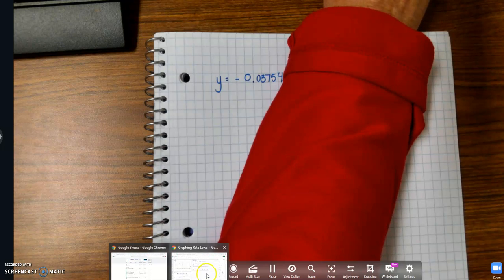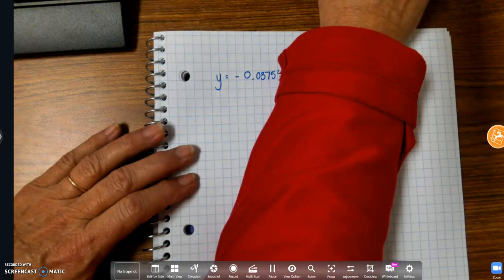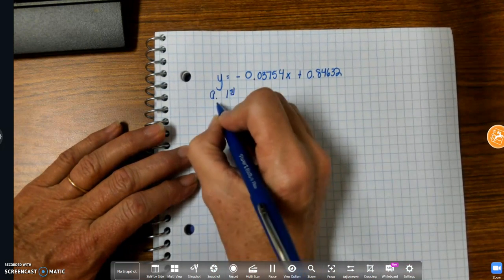The way that Google Sheets works is they're only giving you this; this means y is equal to that. There's my x plus b. So that's the equation of my line. So now I know that this is a first order reaction. Okay, so let's go back and answer the questions for the first part. I know that this is a first order.